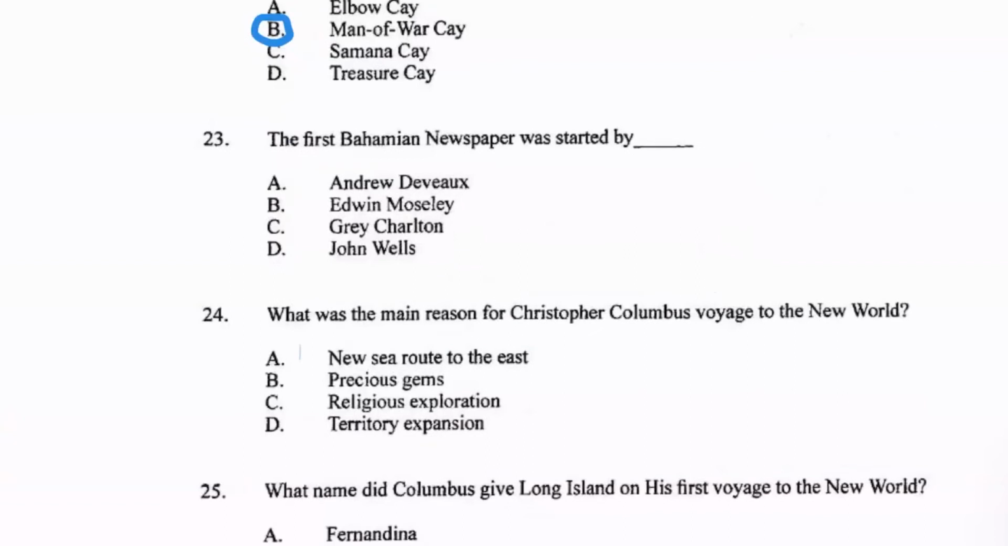All right, so what about number 23? The first Bahamian newspaper, who started that? The answer is D, John Wells. He started the first Bahamian newspaper.